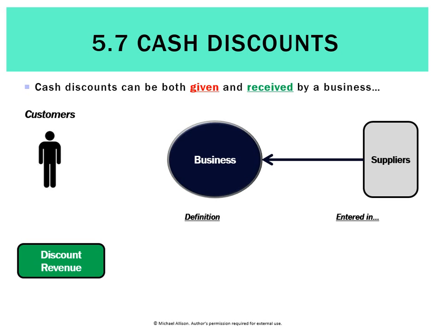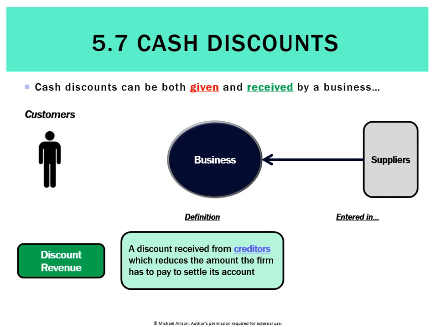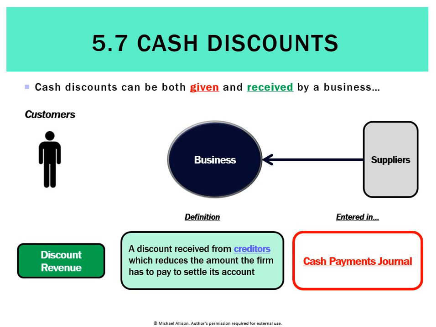When a supplier gives us a discount, that's called a discount revenue. That's a discount received from creditors to reduce the amount the firm has to pay. We'll enter that one in our cash payments journal because that's where we'll record all payments to creditors.